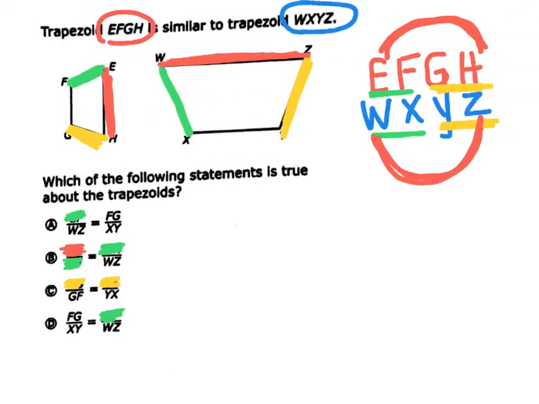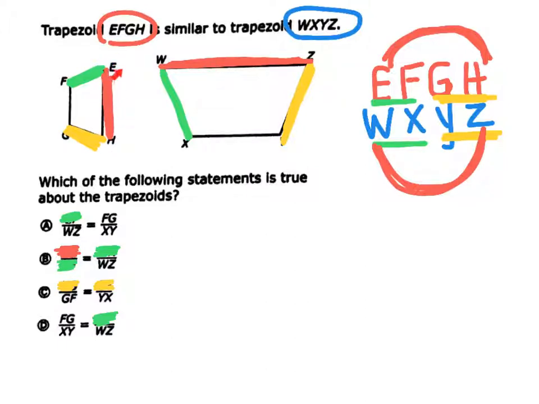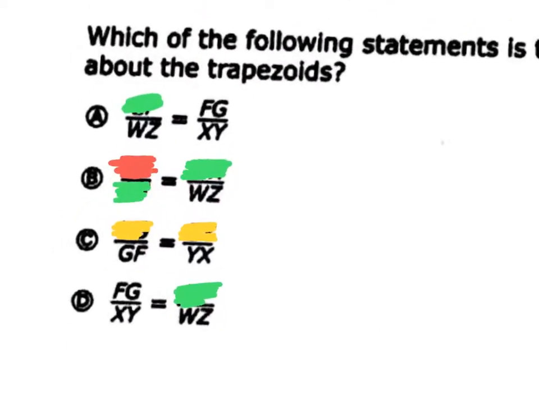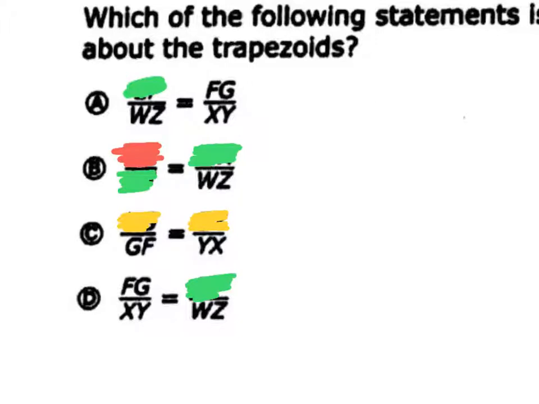Okay, so the line segment that's corresponding with EH, if we look back up here, we put it as WZ. So we're going to go in our answer choices now and look for WZ. Answer choice A has a WZ right there at the beginning. So I'm going to scratch over that. Keep going down. Answer choice B has WZ. Go down to the next one. Answer choice C does not have WZ. Answer choice D does have WZ. So I'm going to highlight that last one.